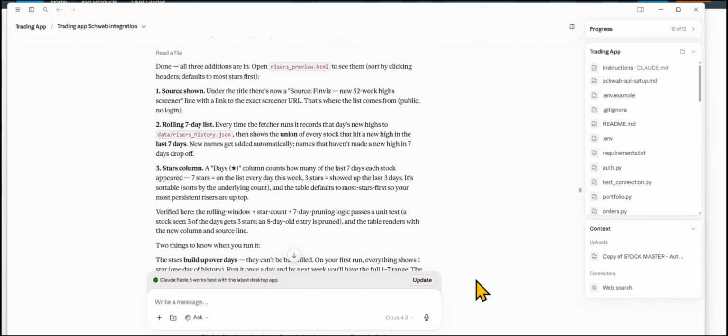So returning a list of 52-week highs is not enough because I could get that data myself. What I wanted Claude to do is identify which ones were trending day over day and hitting the 52-week high.